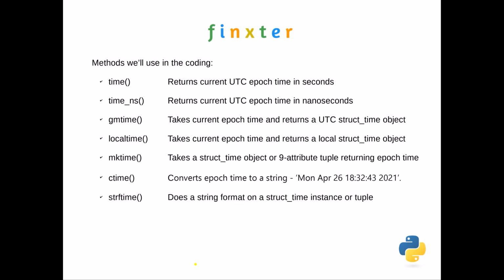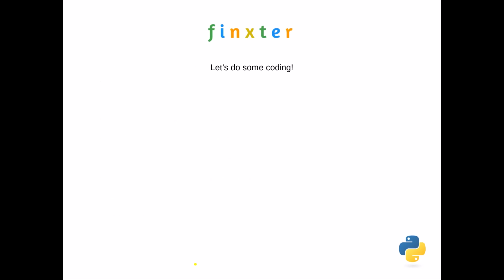strftime, that does a string format on a struct_time instance or tuple, and that allows us to once again put out something a little bit like ctime, but you can actually set it up in whatever way you like using special codes. So you can extract the various pieces from that struct_time instance, and you can then deliver it in whatever way you see fit, and we will once again do that very shortly. And strptime does the opposite. It takes a date in string format and turns it into a struct_time object. So the opposite of strftime. So enough of that. I would suggest we go and do some coding.